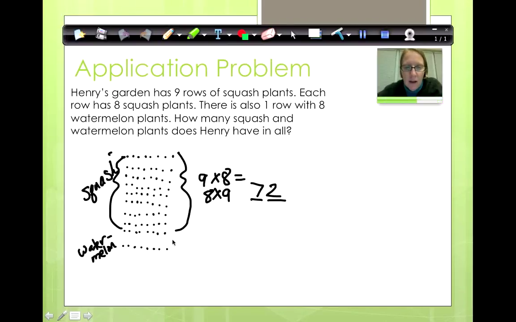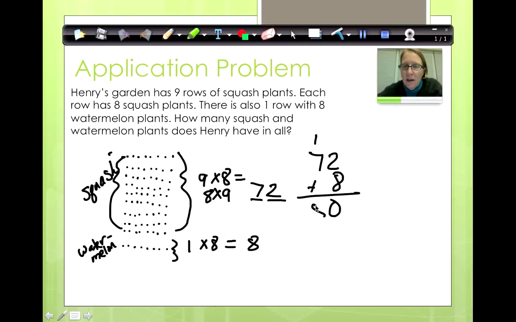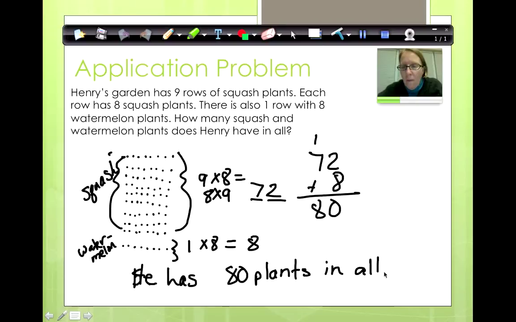We need a math sentence, number sentence for this. This is 1 row of 8, okay, which would be 8 plants. Now, how many plants does she have all together? We need to add these up. 72 plus 8. 8 and 2 is 10. We have 80. Alright. He has 80 plants in all. Period.